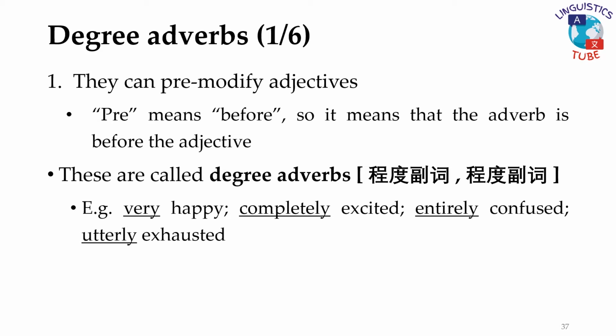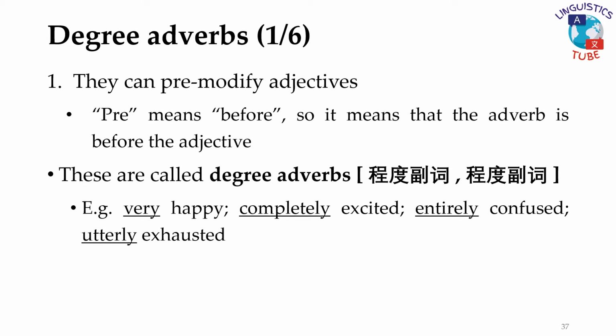The only situation in which adverbs pre-modify adjectives is to show the level or amount of the adjective. These are called degree adverbs. We discussed these in detail in the episode about adjectives. Here are a few examples. Very happy, completely excited, entirely confused, utterly exhausted.